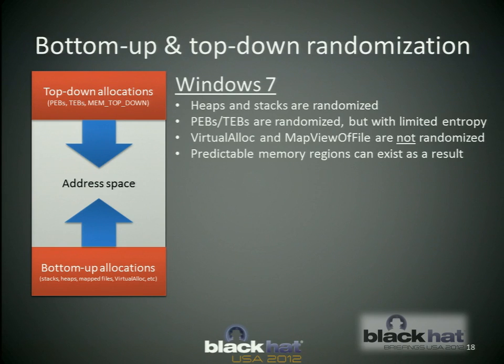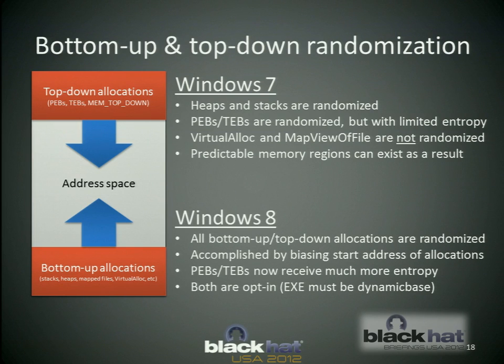So if you look at Windows 7, we specifically integrated support to randomize both heaps and stacks on kind of a one-off basis, separate from other memory regions that were allocated. And we also had support for randomizing PEBs and TEBs, but with relatively limited entropy. But what's notable, and what people actually have noticed externally, is that virtual alloc and map view of file don't have any implicit entropy applied to them. There's no randomization applied to them in Windows 7 and below. And as a result of this, predictable memory regions can exist that attackers can potentially take advantage of.